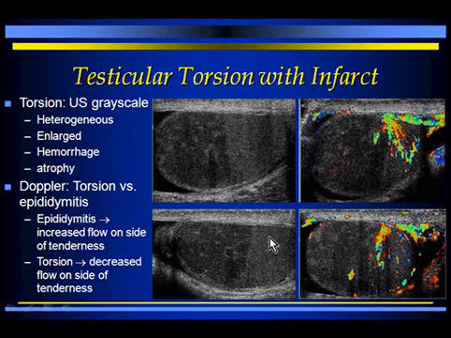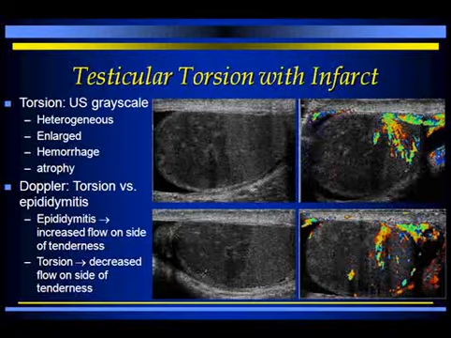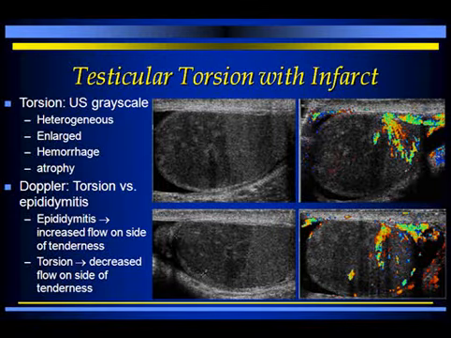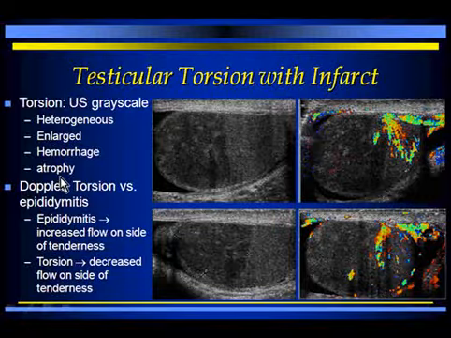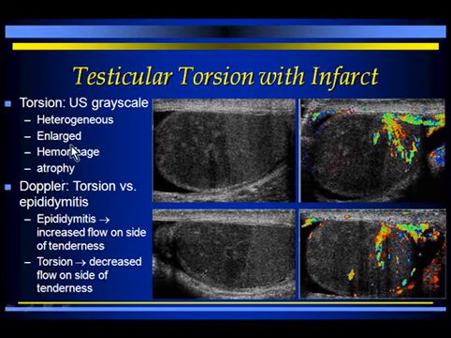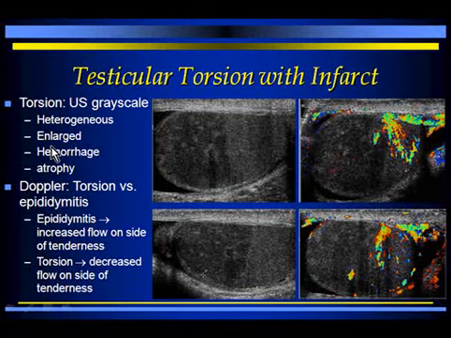So ultrasound is a great way of distinguishing between epididymal orchitis, which we've seen in previous slides had increased flow, and torsion, which has decreased flow. But there are multiple findings of torsion on grayscale. You can see a heterogeneous testis, could be enlarged. Late on, it could be atrophic. But the early findings of a heterogeneous enlarged testis are overlapping between torsion and inflammation or orchitis.